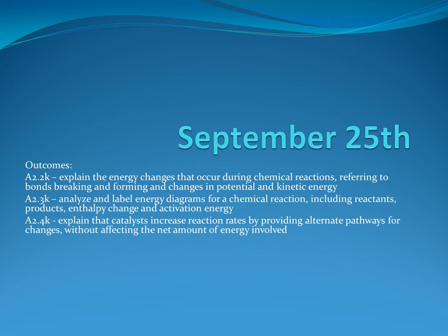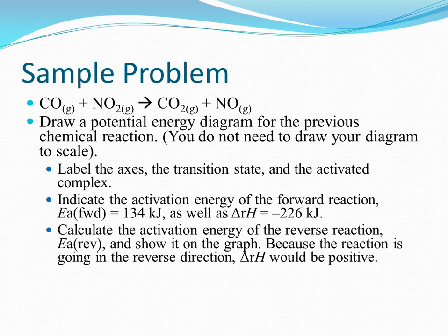For today's lesson, we will look at an example of how energy is gained and lost during chemical reactions, and we will explore how catalysts can affect reaction rates. This question asks you to draw a potential energy diagram for the reaction between carbon monoxide and nitrogen dioxide.